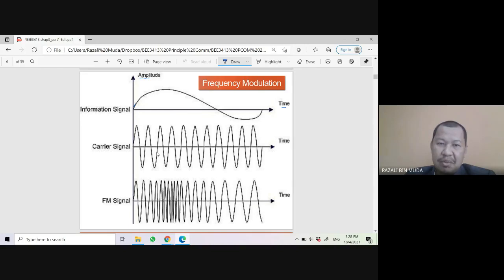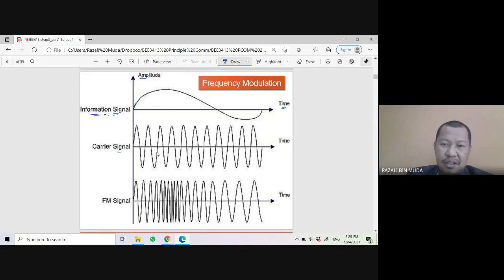This is the time domain of analog signal. You have amplitude versus time. This is low frequency. In carrier, this is the representation of a normal carrier signal, which is high frequency. If you compare this carrier signal with the information signal, or we call it the baseband signal, the carrier signal has very high frequency compared to the baseband or the information signal.